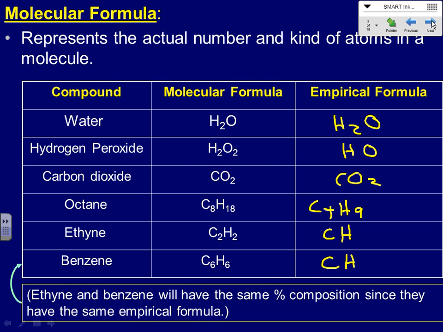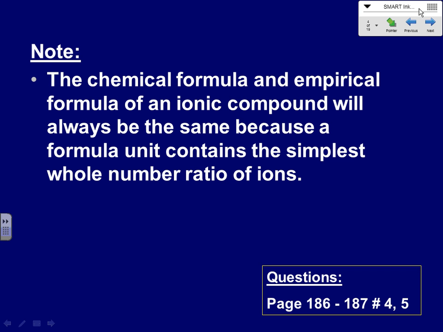Now, one statement before we start doing the questions, and I do want you to write this down. Due to the fact that we already cancel out common factors for ionic compounds, their empirical formula is their final formula. It's only for the molecules that we've got these troubles.